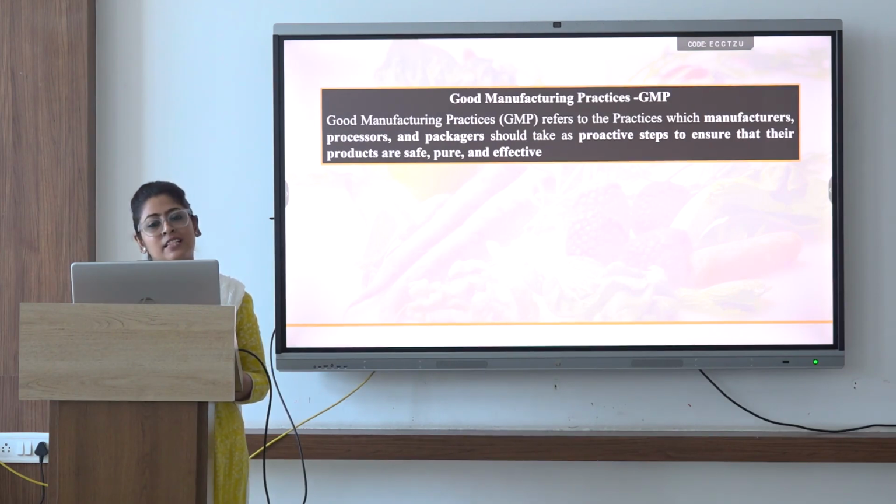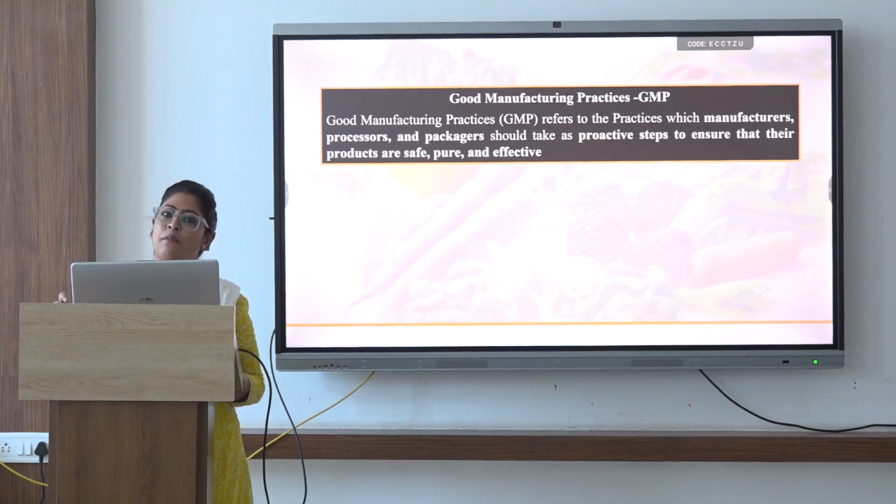From the name itself it is clear that good manufacturing practices in the food industry have to do with food processing and manufacturing. If we go by the definition, good manufacturing practices or GMP refers to the practices which manufacturers, processors and packagers should take as proactive steps to ensure that their products are safe, pure and effective.